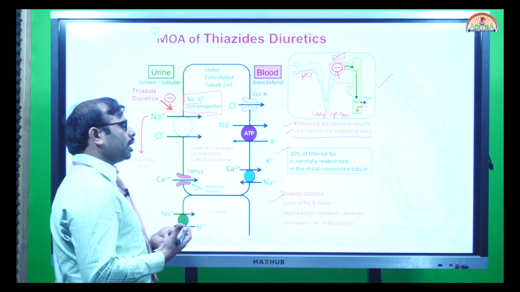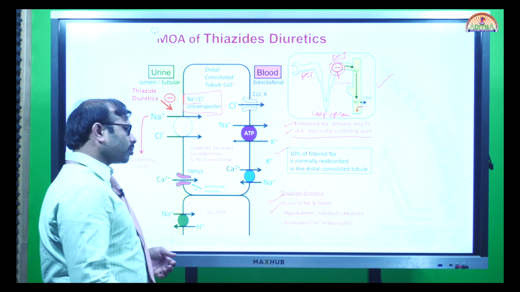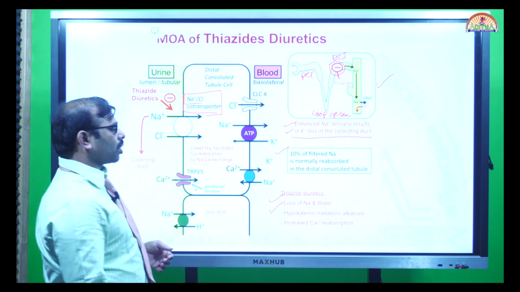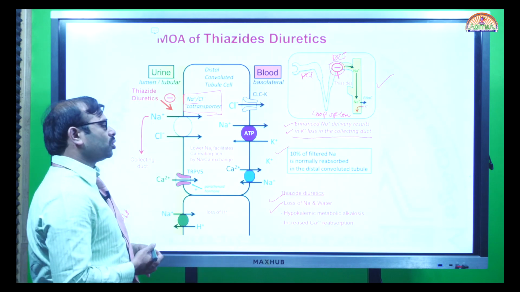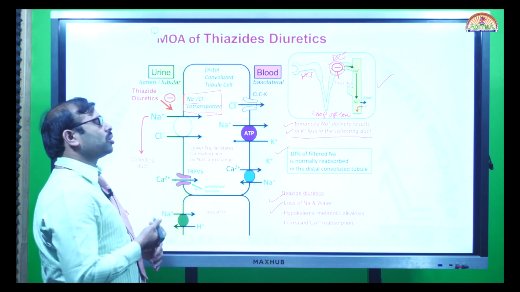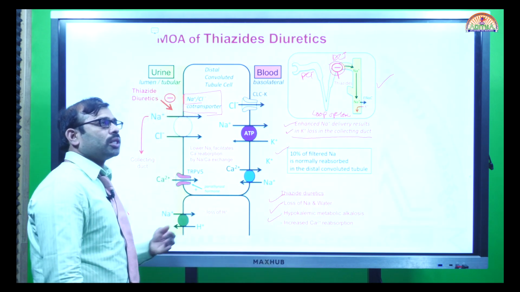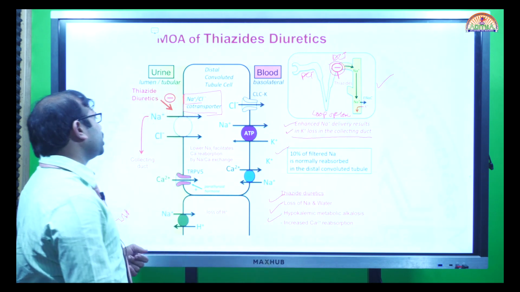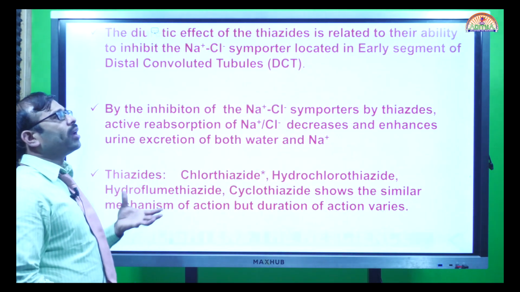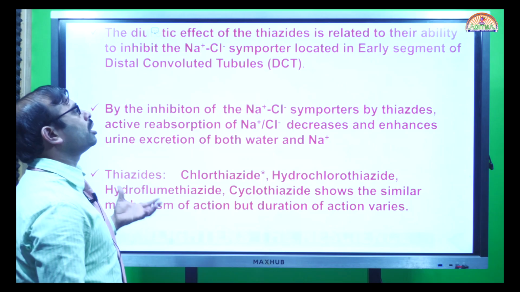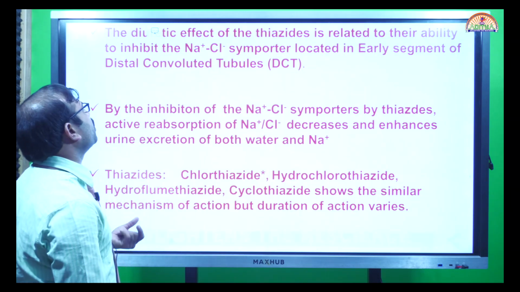That leads to the condition called hypokalemic metabolic alkalosis, which generally means an increase of the potassium ion concentration, followed by an increase of calcium (Ca2+) ion reabsorption, which also takes place indirectly by this inhibition of the Na+ and Cl- transporters. Now we are going to learn one by one how exactly the thiazide and thiazide-like diuretics show their mechanism of action.